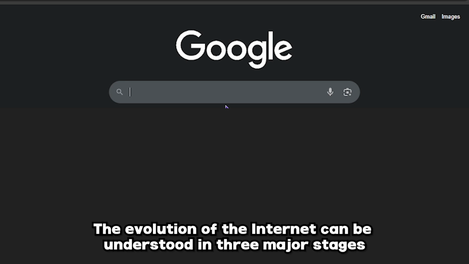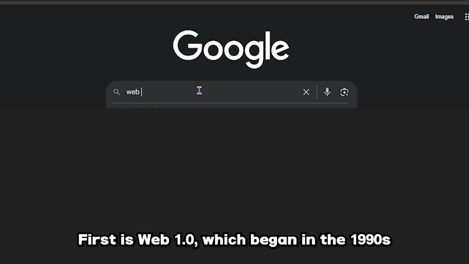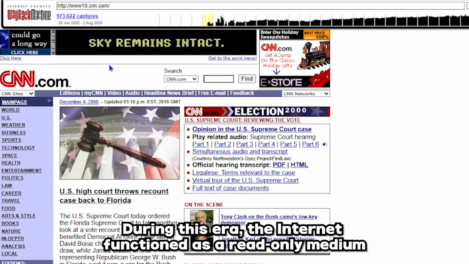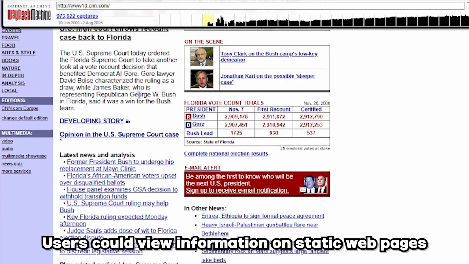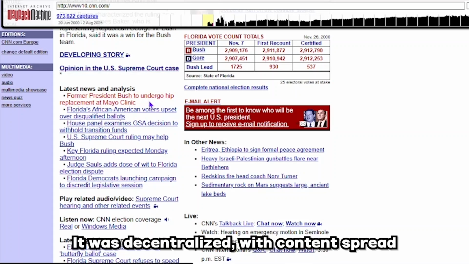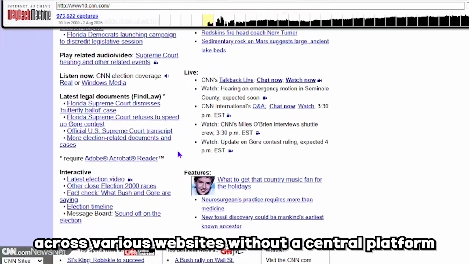The evolution of the internet can be understood in three major stages. First is Web 1.0, which began in the 1990s. During this era, the internet functioned as a read-only medium. Users could view information on static web pages, but there was little to no interaction. It was decentralized, with content spread across various websites without a central platform.